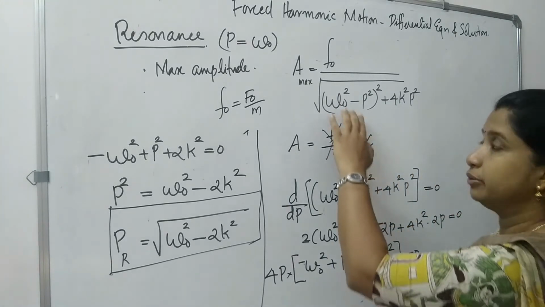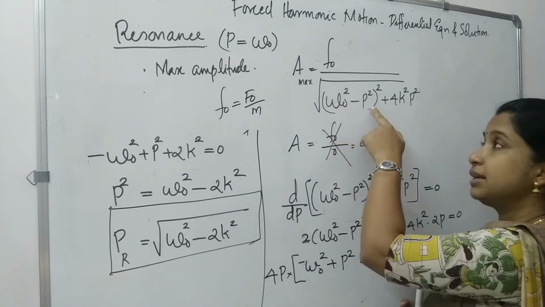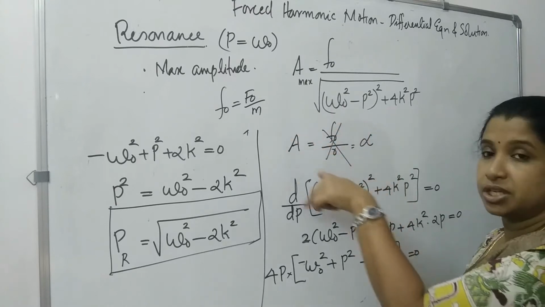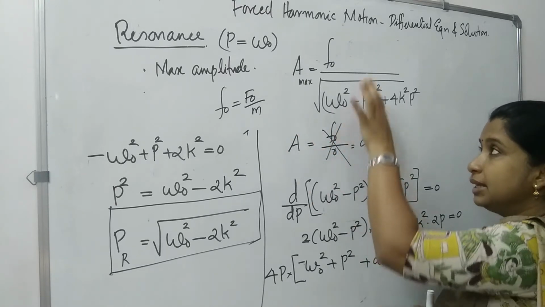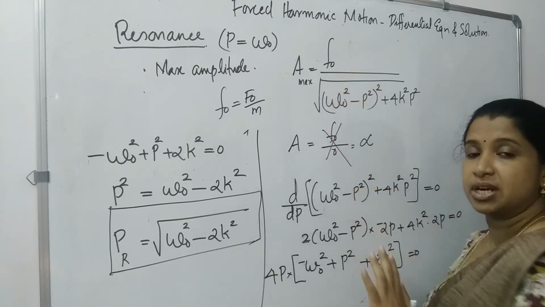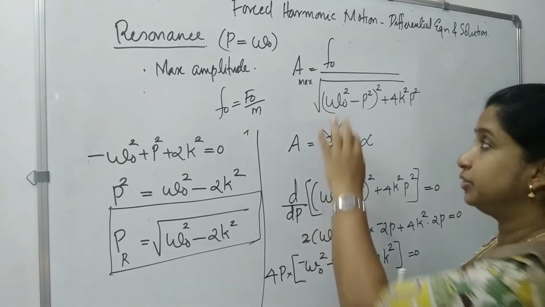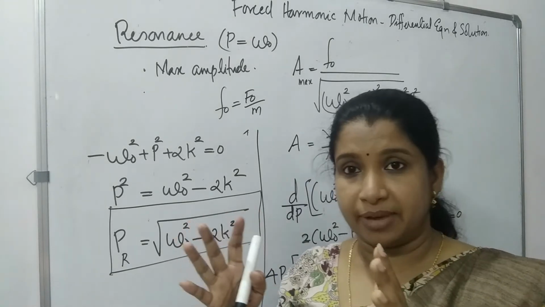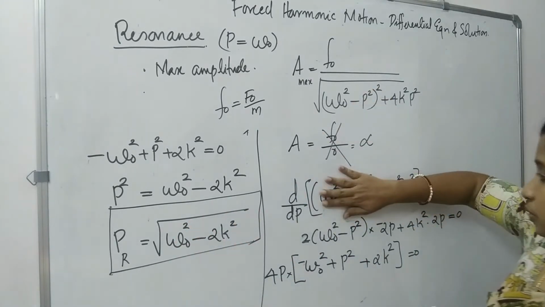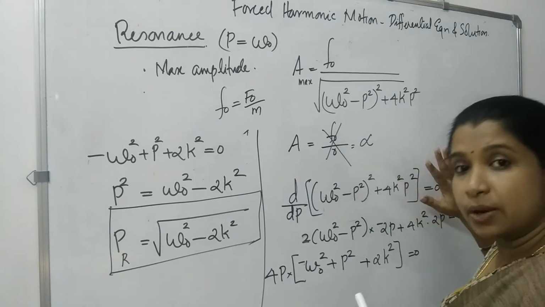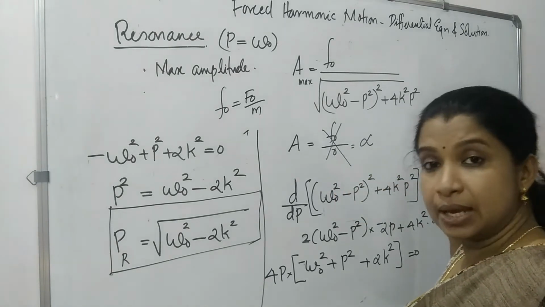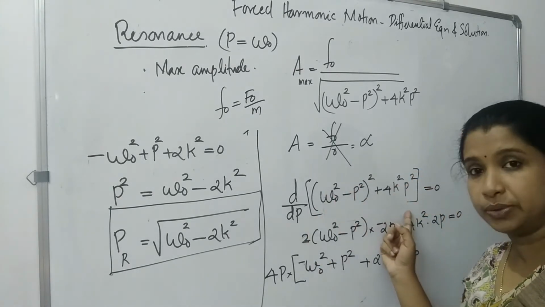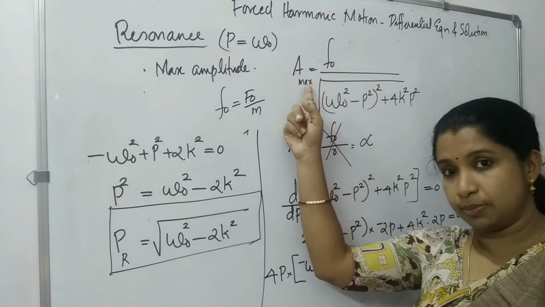What's the minimum value of the denominator? If we directly take it as equal to 0, the amplitude is equal to infinity, so this condition is wrong. Therefore, the condition for the minimum value of this function is d by dp of that function equal to 0. When it is equal to 0, the body oscillates with maximum amplitude.